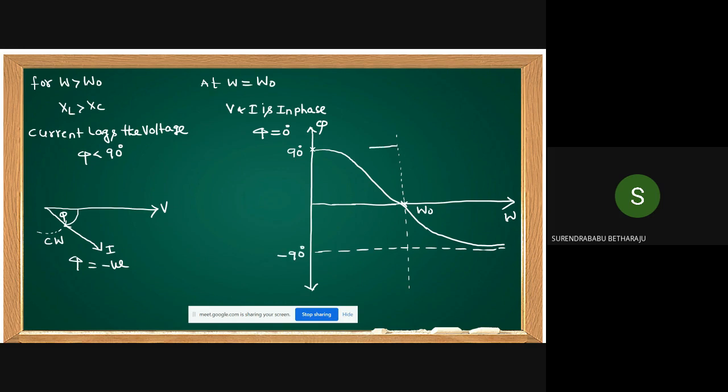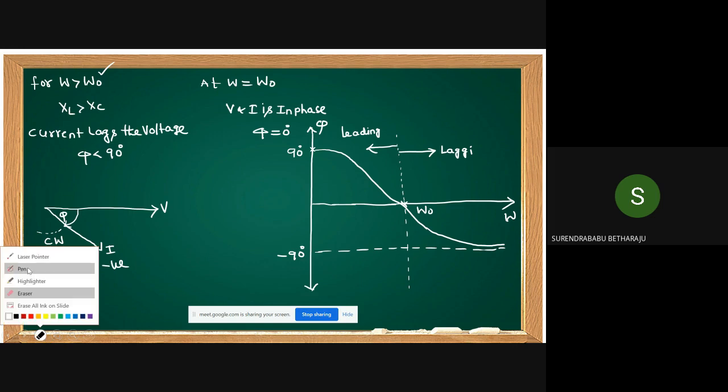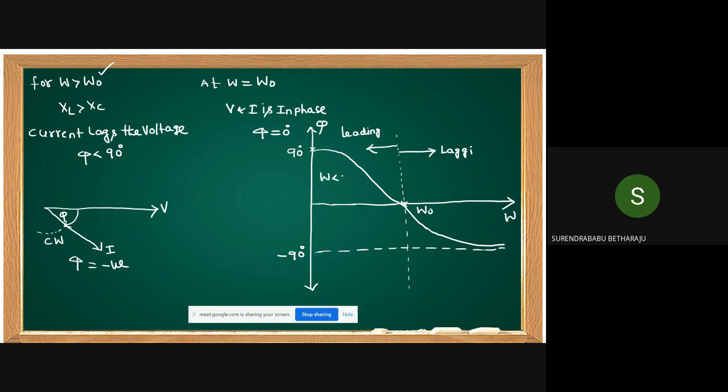Then this side is which one, students? Leading or lagging? Leading. This is for XC greater than XL. This side is for which one, students? Lagging, because we are getting a negative angle. Negative angle for which one? Omega greater than omega naught. For omega less than omega naught, this is the positive angle. Omega greater than omega naught, that is the negative angle.